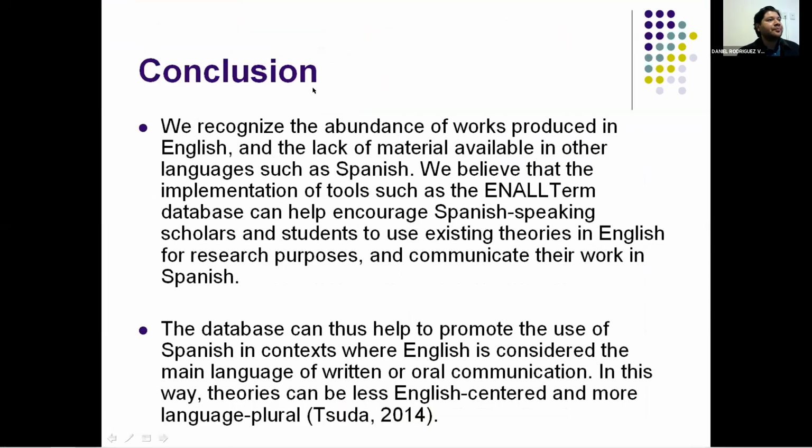So, conclusion, we recognize the abundance of works produced in English and the lack of material available in other languages such as Spanish. We believe that the implementation of tools such as the ENALTERM database can help encourage Spanish-speaking scholars and students to use existing theories in English for research purposes and communicate their work in Spanish. The database can thus help to promote the use of Spanish in contexts where English is considered the main language of written or oral communication. In this way, theories can be less English-centered and more language plural.